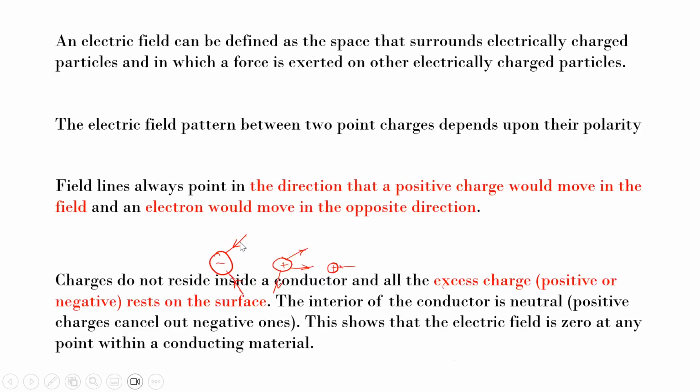Now, charges do not reside inside a conductor, and all the excess charge, whether positive or negative, rests on the surface, which means the interior part of the conductor is neutral. So all the excess charges will reside on the surface of the conductor.